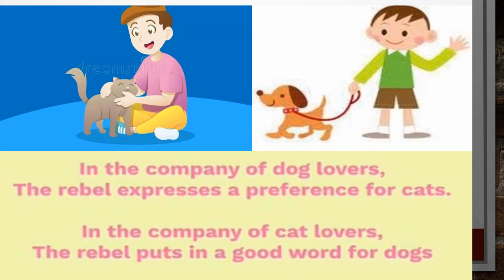When the rebel finds himself in the company of dog lovers, he begins to prefer cats. On the other hand, on being surrounded by cat lovers, he will put in a favorable word for dogs. It means he starts appreciating the dogs. He would like to talk about dogs. His preferences and choices never seem to match with anyone else in the group.